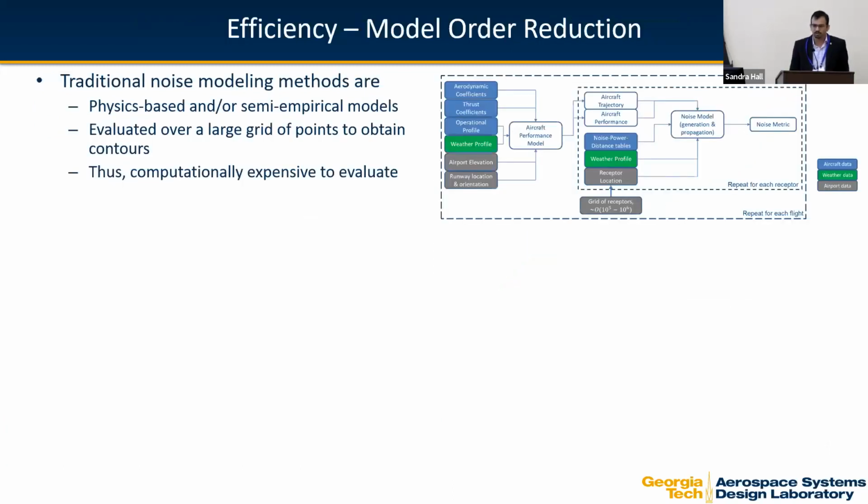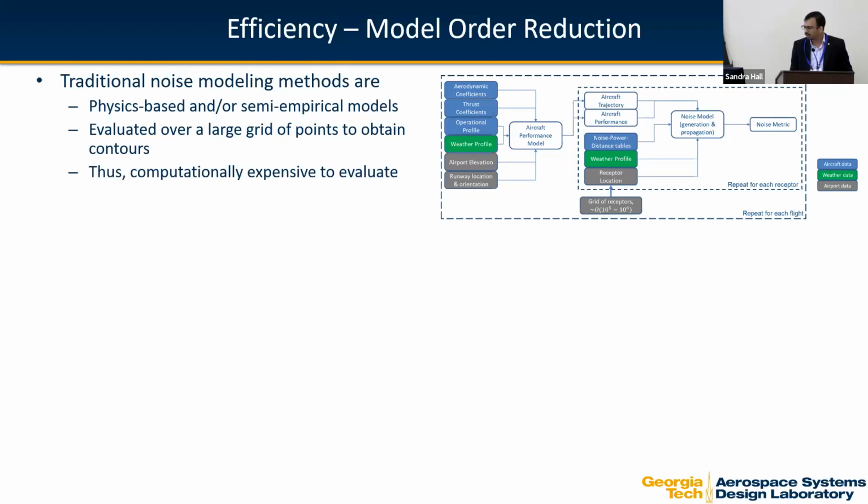So pivoting from the accuracy part of it to the efficiency part of it, this part of the presentation isn't really part of any Ascent program. It's more internal research that we're doing at Georgia Tech. And I'm bringing back the flowchart there just to give an idea of what we talked about a few slides ago, wherein you have to repeat the process across multiple receptors and multiple flights.